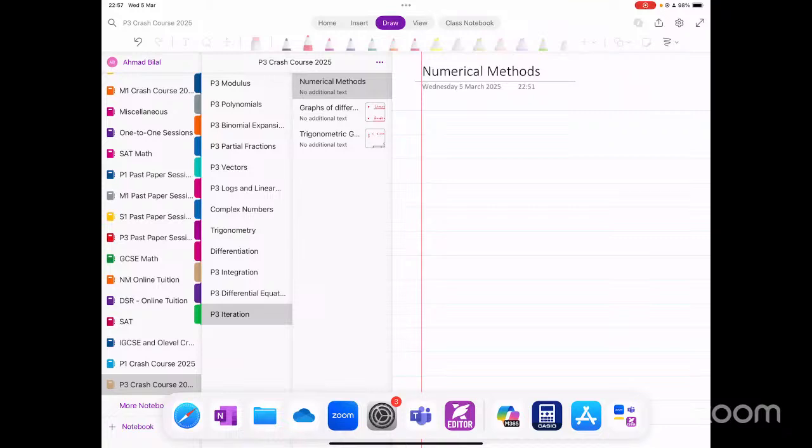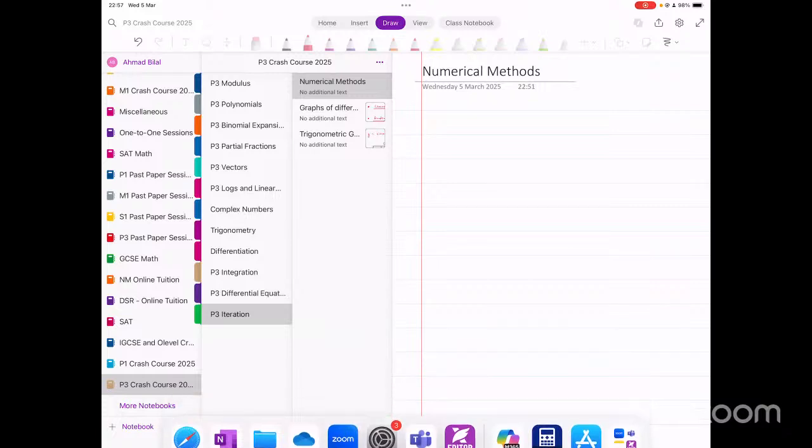So this is the last topic that we have in our syllabus. We're done with everything else in paper 3. Iteration. Now, in the syllabus, it says numerical methods of solutions. There are a number of different methods for solving equations that we categorize as numerical methods. In our syllabus, we have one particular method out of them, and that's called iteration. So that's why we sometimes call this topic iteration, because that's the only method that we have in our syllabus, or we also call it numerical methods of solutions.